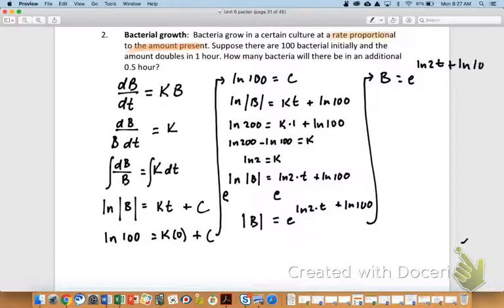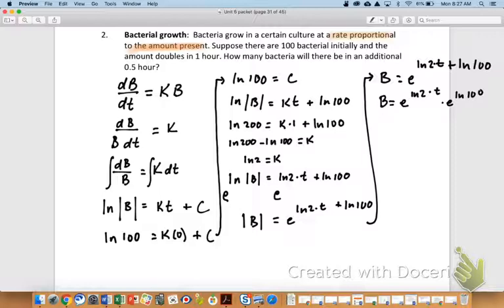And then my last step before we would do the plug-in thing is this. Can you see how on the right side we're adding exponents? It's natural log of 2 times t plus ln of 100. Do you remember when you're adding exponents, what are you really doing? Multiply. You're really multiplying. That's right. So this is really B equals e to the ln of 2 times t, times e to the natural log of 100. That's really what this is.